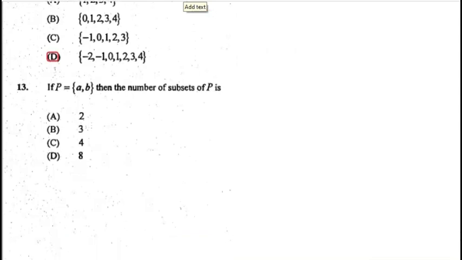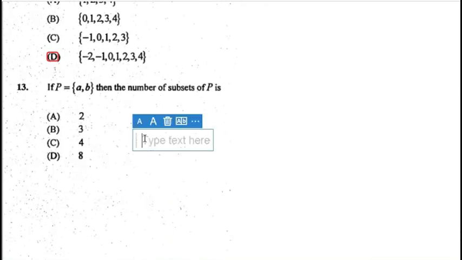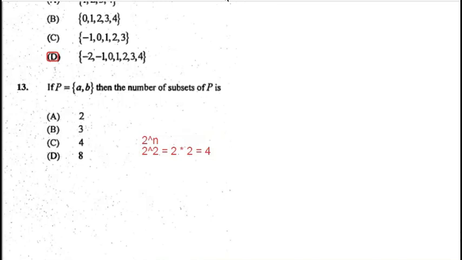13. If P is equal to {A, B}, then the number of subsets of P is. So remember, the formula for the number of subsets is 2 to the power of n, where n is the number of elements we're looking at. In this case the number of elements is 2, which is A and B. So it is 2 raised to the power of 2, which means 2 multiplied by itself 2 times, so it is 2 multiplied by 2, and that is 4. So therefore the answer for 13 is C, and we're moving nicely along.